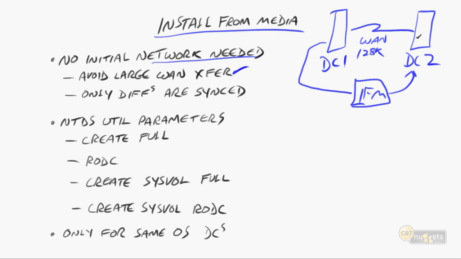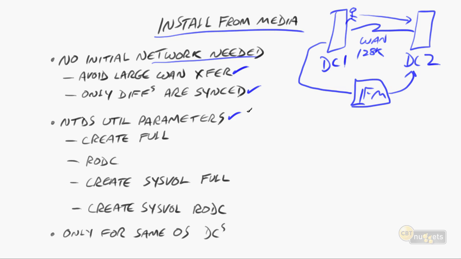the original data. Once we've installed it as a domain controller, then only the differences are synced. So, for example, between the time that I made this install from media and installed this domain controller, there was maybe some new users created over here. Well, the new users will then be transferred across the WAN link, but otherwise, we can avoid the big burden that's installed right here.